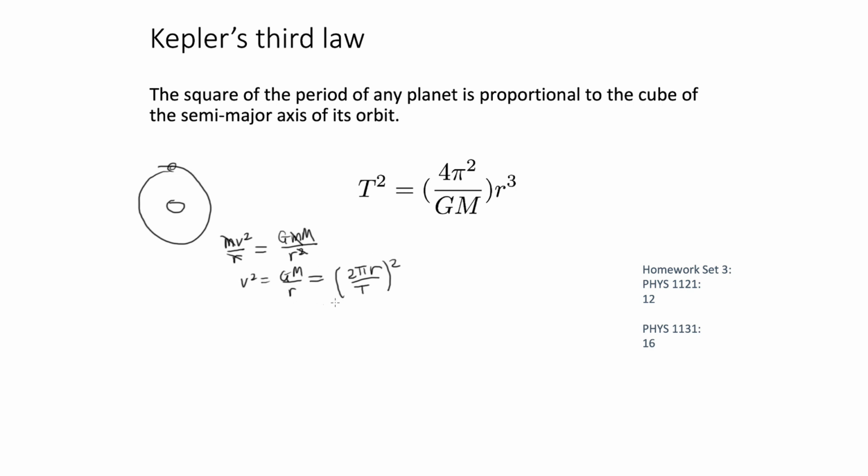So looking at this part of the formula, we can write GM on r is equal to 4 pi squared r squared on T squared, which we can rearrange to say T squared is equal to 4 pi squared, and then we've got an r squared here times an r here, so that's r cubed, divided by GM. And that is the formula which is written just here. So the square of the period is proportional to the cube of the radius of the orbit. So to practice using this, homework set 3 for 1121, try question 12, or 16 if you're in higher physics.